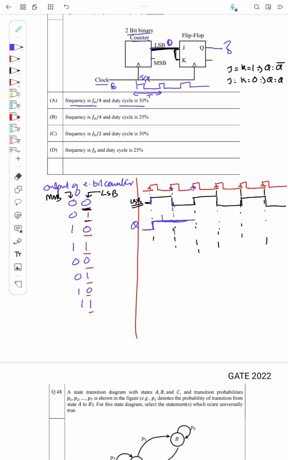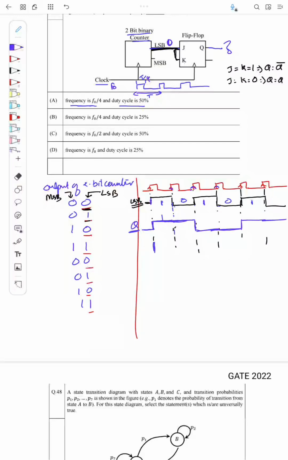Now again in the next rising edge of the clock, what happens? The LSB has changed to 1 here, which means J and K is 1. So the output will toggle, or change to 0. In the next rising edge, it is again 0, so it will remain the same, and it will change to 1 in the next rising edge, because now the LSB is 1. So we'll get somewhat like this. This is Q.